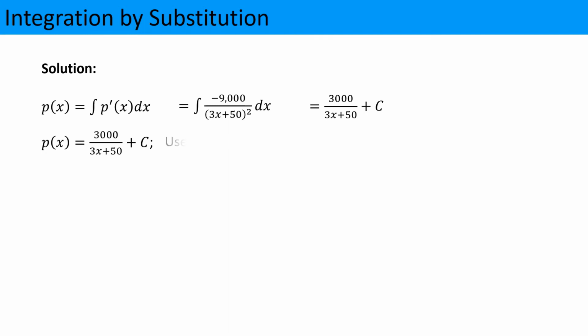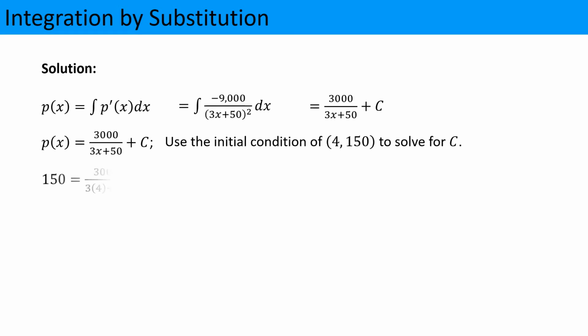Now we're going to use that initial condition of 4, 150. Remember, $4 for a bottle of shampoo, you get 150 sold. And so we're going to use that to solve for that constant c. So you get 150 is equal to 3,000 divided by, and where the x was, put in 4. So you got 3 times 4 plus 50 plus c.